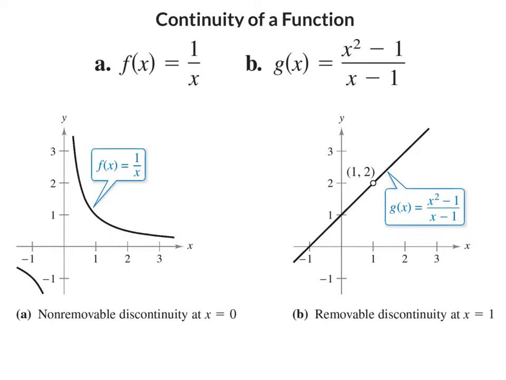The second one is this function here. We have a rational function because I have a variable in the denominator. So it's not defined, our domain is not defined at x equals 1. So there's going to be a hole there. That's going to be a removable discontinuity at x equals 1.